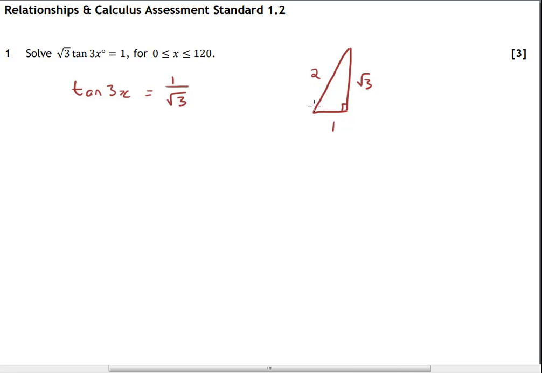Now down at the bottom we have 60 degrees and top 30 degrees. So we're basically asking here which of these angles has a tangent ratio of 1 over root 3. So tangent is opposite over adjacent. So in this case opposite 30 is the one, adjacent to 30 would be root 3. So we've managed to find that 3x is equal to 30 degrees.